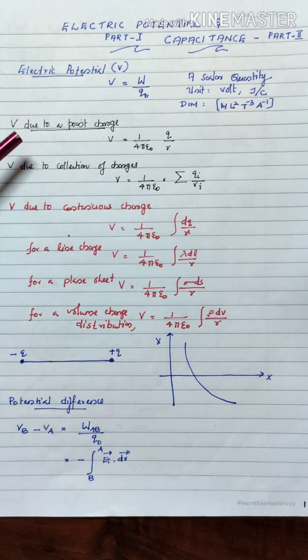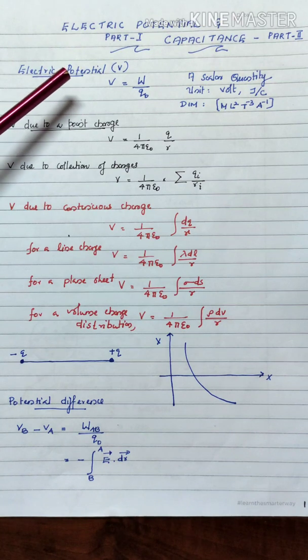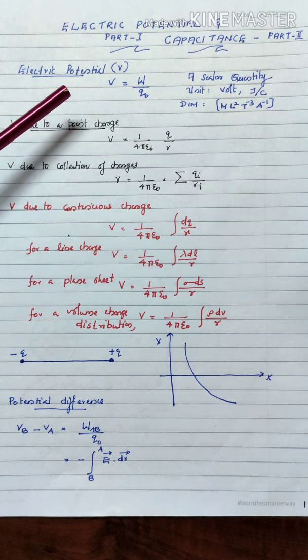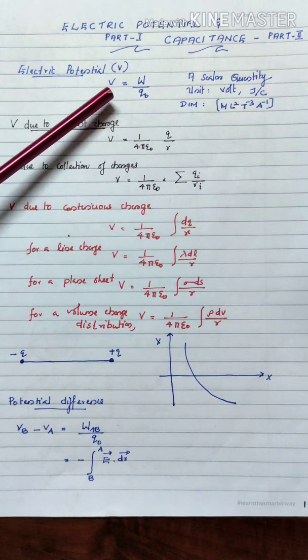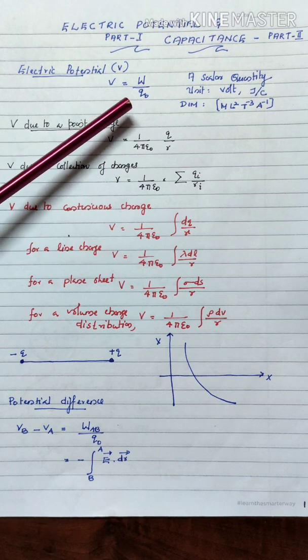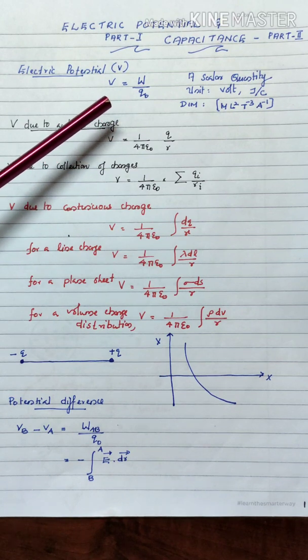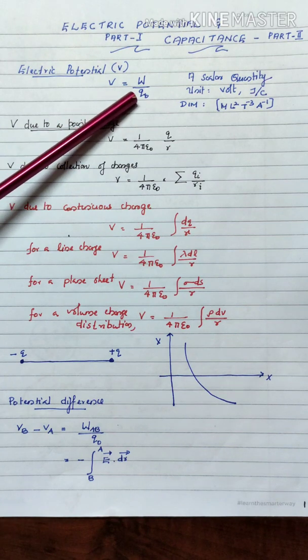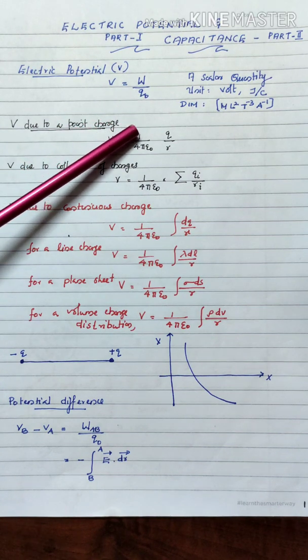Dear students, today I want to revise the topic electric potential. We know the simple concept. Electric potential is nothing but the work done to take a unit charge, say Q0, from infinity to that particular point. So we can mathematically express it as V is equal to W by Q0.